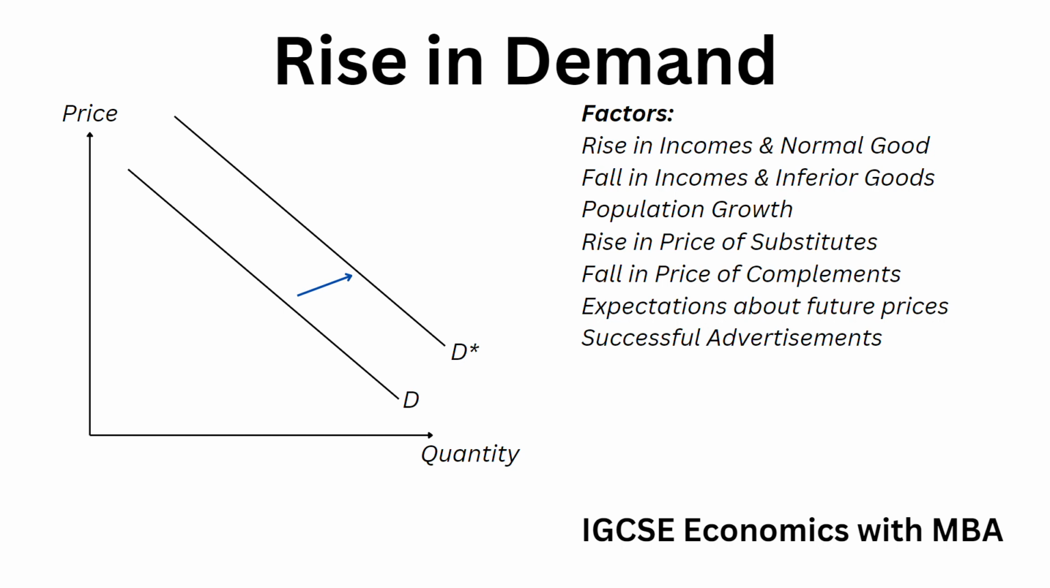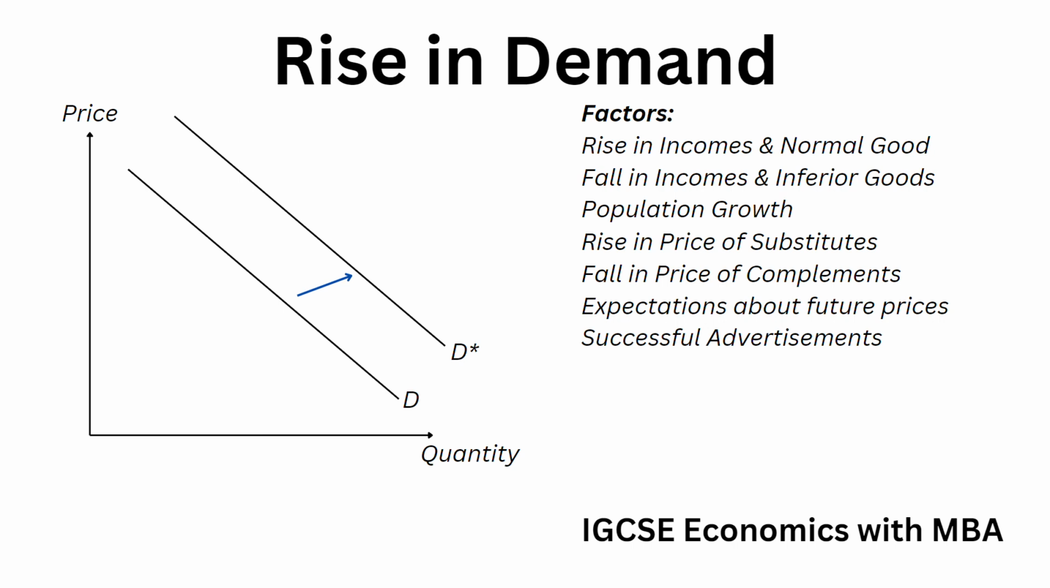Another reason for a rise in demand is a rise in the price of substitutes. Substitutes are those goods which are alternately demanded, which satisfy the same need or want. So if the price of a substitute product increases, for example Coca-Cola, then people might switch to other fizzy drinks, replacing Coke with other ones, right? So if the price of a substitute increases, the demand for your product will increase because now your product is relatively cheaper compared to the other one.